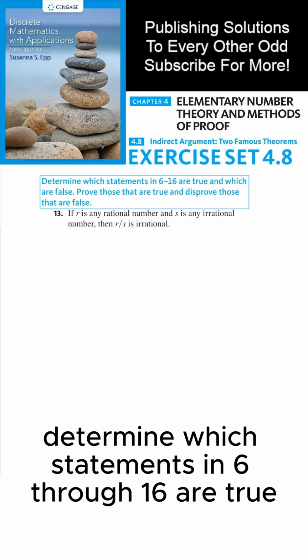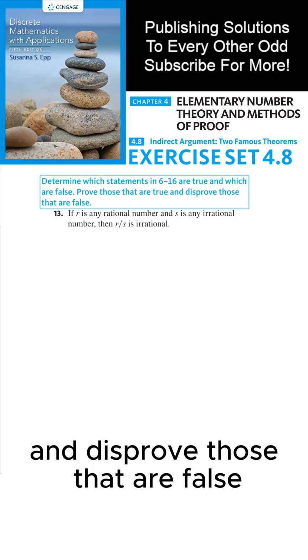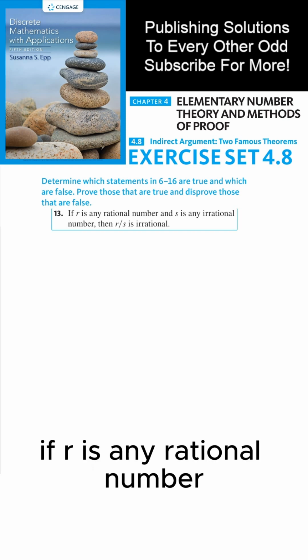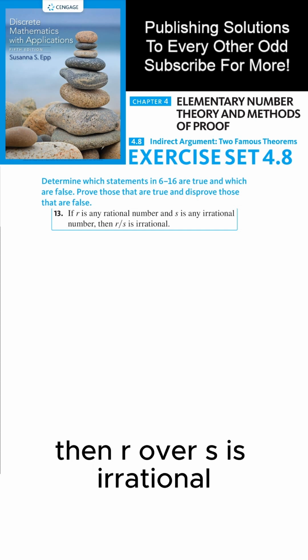Determine which statements in 6 through 16 are true and which are false. Prove those that are true and disprove those that are false. If R is any rational number and S is any irrational number, then R over S is irrational.